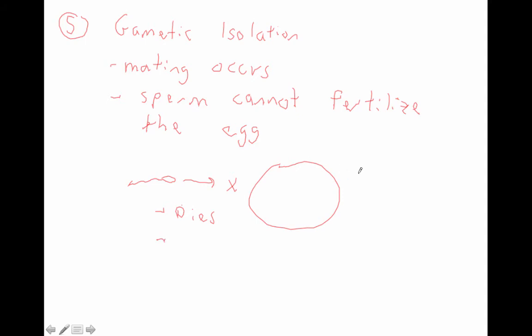Another case could be that the sperm actually finds the egg, but cannot penetrate the egg for various reasons. Maybe the outside of the egg is different, so that it only allows certain sperm to penetrate it. The book gives a pretty good example here of sea urchins. So what sea urchins do is they will draw one. This is in the ocean. And then we have our sea urchin here. Not a very good one.